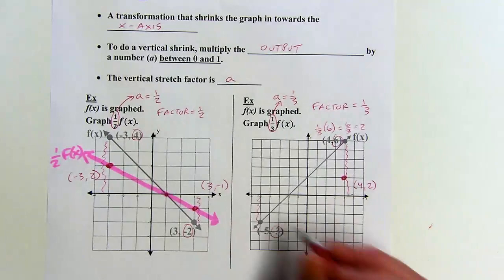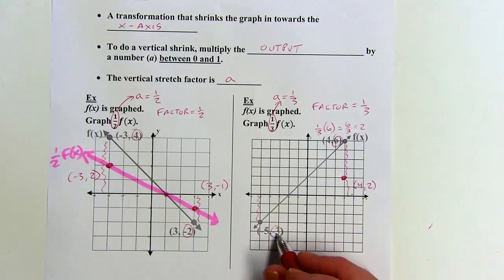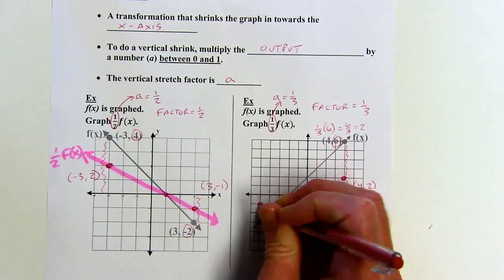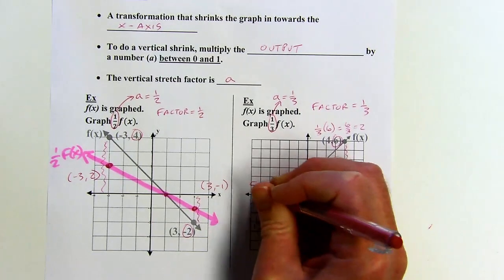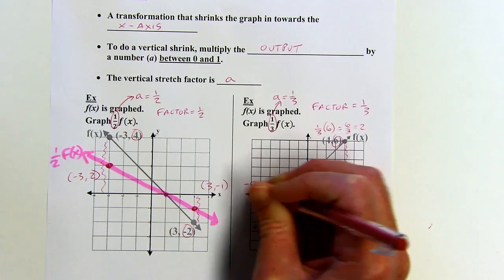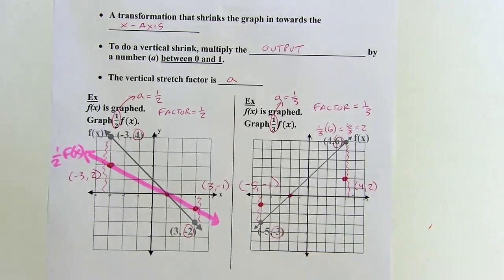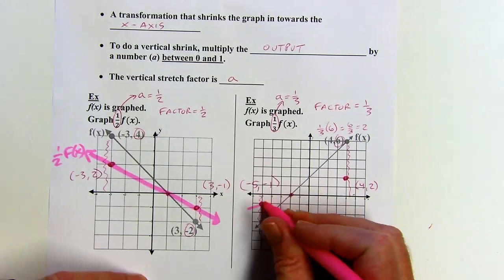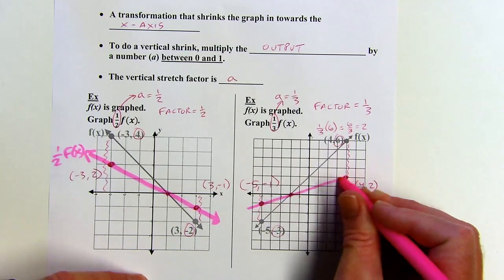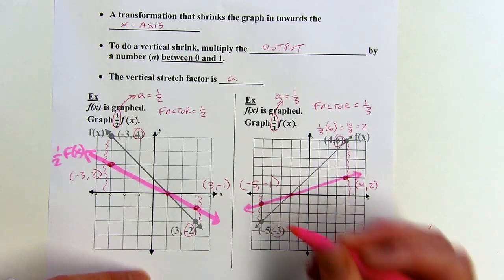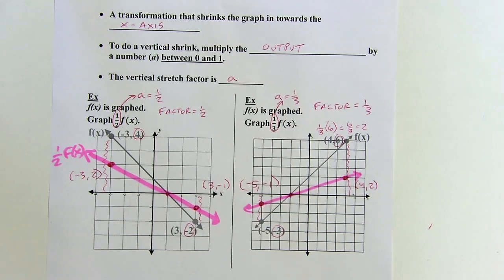And on this one, if I take 1/3 of -3, that's going to be -1. So I've got -5, -1 for my new point. The x-intercept will stay the same, and I can connect the dots. And there we go.